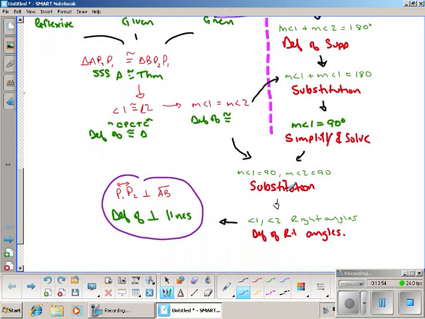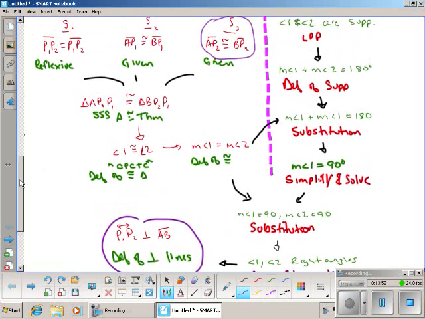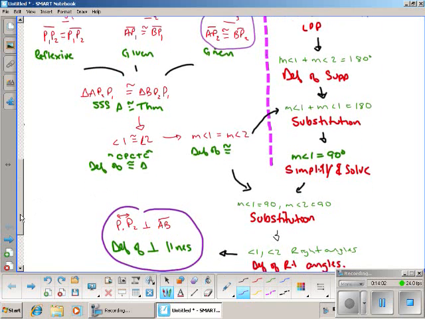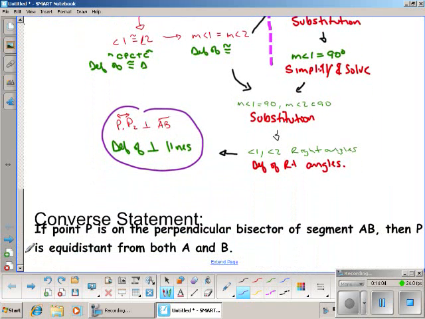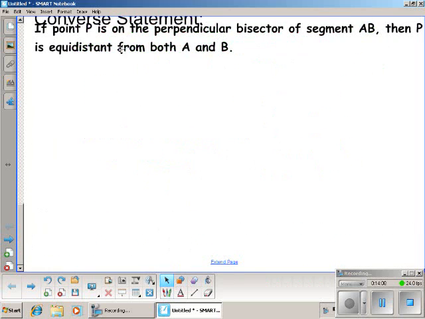So let's move on to its converse. And the converse you're going to find is not going to be quite as harrowing. So the converse statement says that if a point P is on a perpendicular bisector of segment AB, then P is equidistant from both A and B. So let's do the right thing. Let's set up our pictures first.